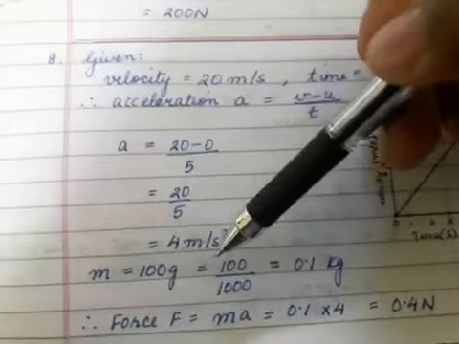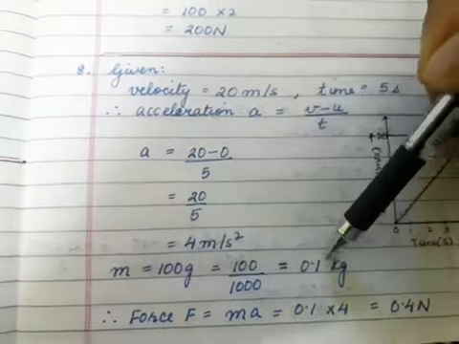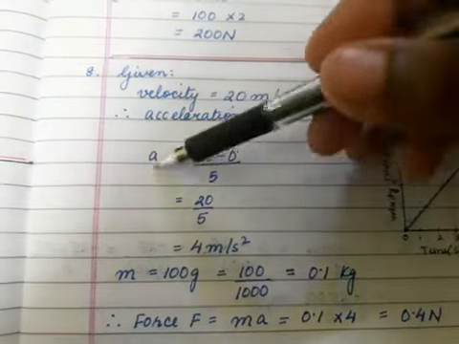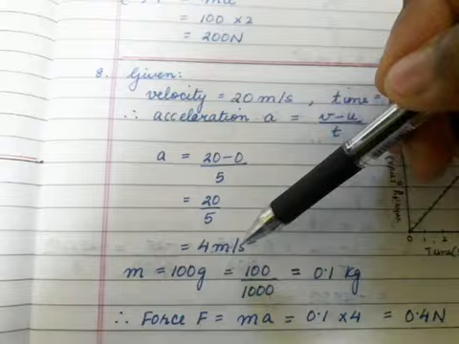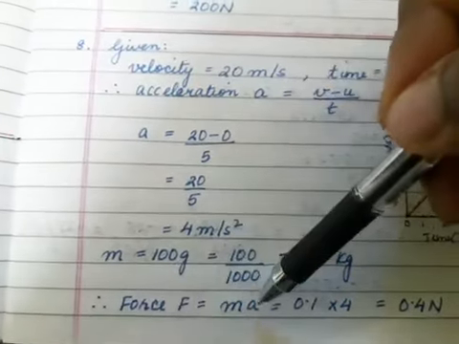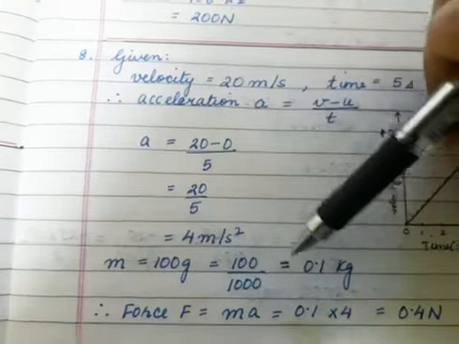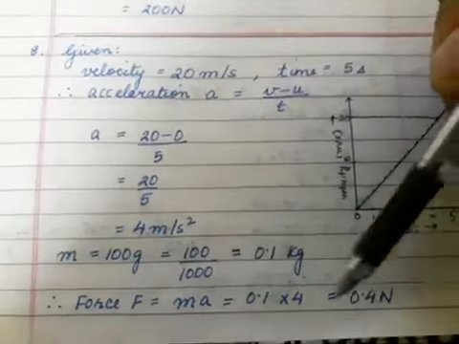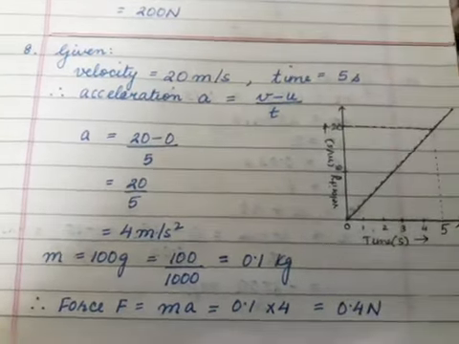Next, we have to find out from this question what is the force. So m value is given as 100 grams, that we have to convert to kg. Okay, and a value we have found to be 4 meter per second square. So we know that force F is equal to ma. Substitute the values for m and a, multiply, and you will find the answer. Okay, after you calculate, you will get it to be 0.4 Newton. Clear?